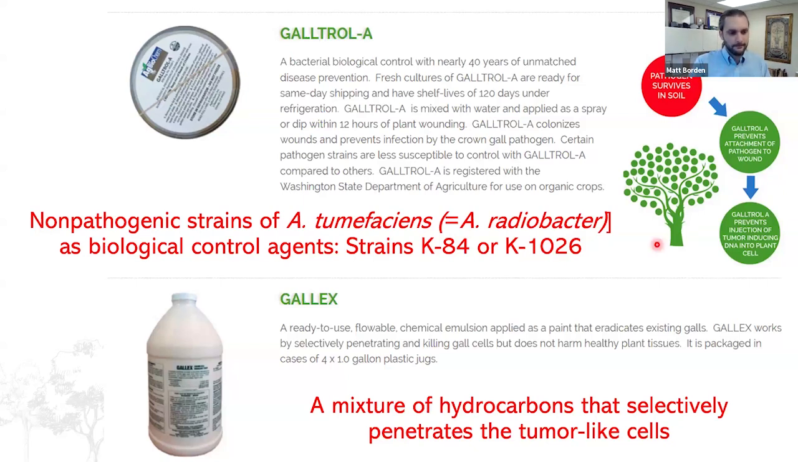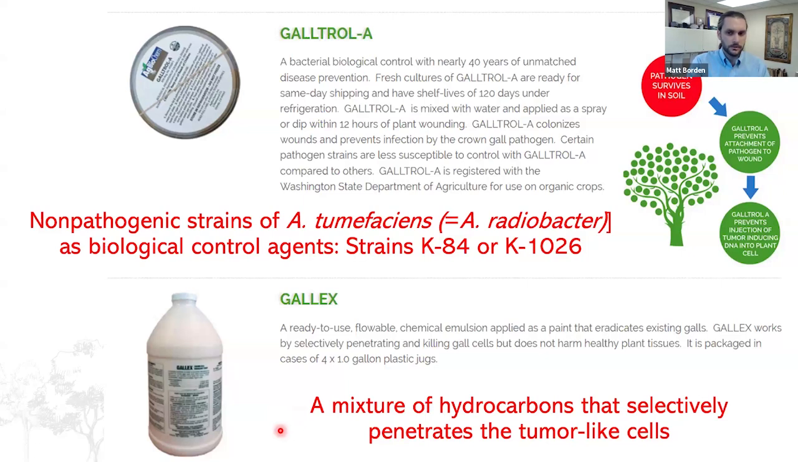So Gall Troll A is one that is supposedly able to pre-infect those wounds with a non-pathogenic strain of the bacteria that colonizes it but doesn't cause disease. And then Gall X is another product produced by the same company that is essentially a mixture of hydrocarbons that selectively penetrate the tumor-like cells of these growths.